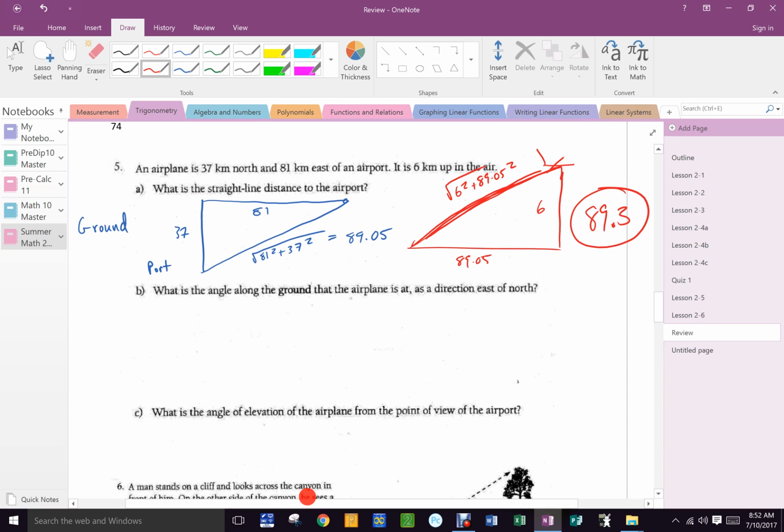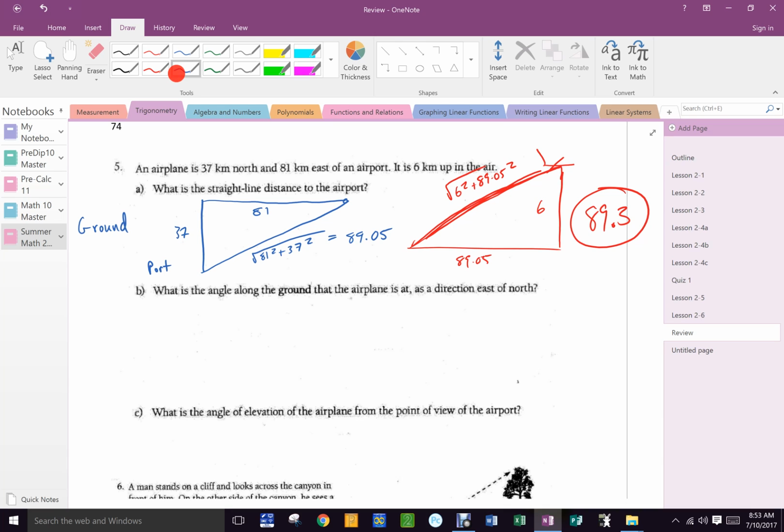Now this gets tricky, because if you did this first question wrong, you're not going to get the same answers as me down here, are you? But if you remember how I mark things, if you do the right math here, even though you have the wrong number, I still give you full marks, right? So this question is the angle along the ground where the airplane is. On the ground, is that the blue triangle or the red triangle? It's the blue triangle. Excellent.